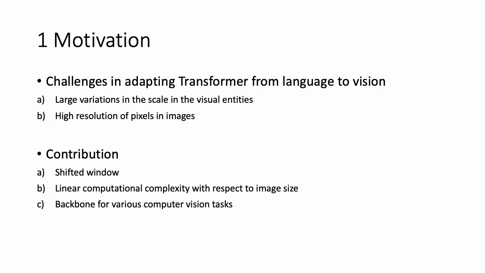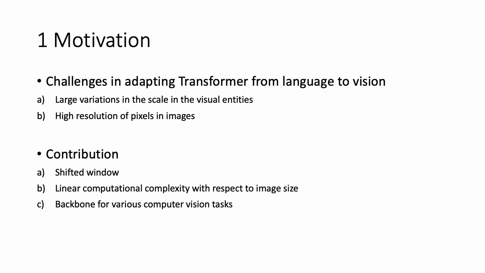First, visual entities vary greatly in size, such as the size of a person and a car in a picture. Second, the resolution of pixels in an image is so high that it is difficult to train. To address these problems, a hierarchical transformer is proposed, whose representation is computed with shifted windows.